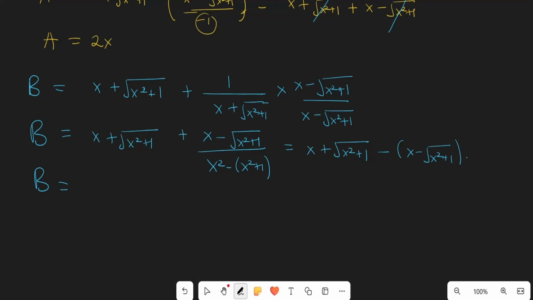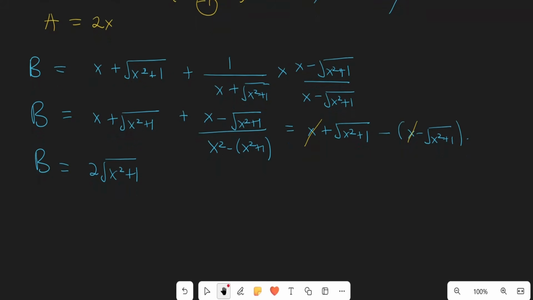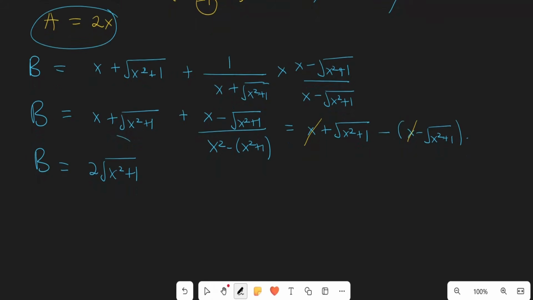So B is going to be equal to, so here the x and the x will cancel, right? So x here is going to cancel -x here. Then we have this one plus this, because this times this is going to be positive, right? All right. So that is going to be equal to 2 times the square root of x squared plus 1. So this is what A is simplified to, and this is what B is simplified to. So now we can just replace them in our integral.